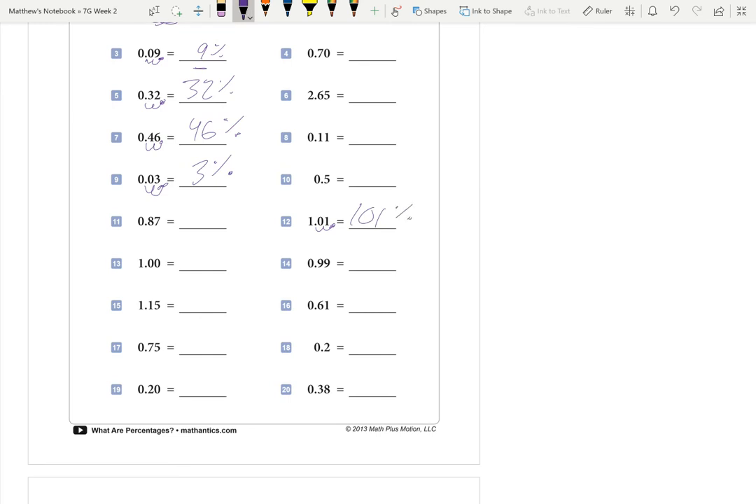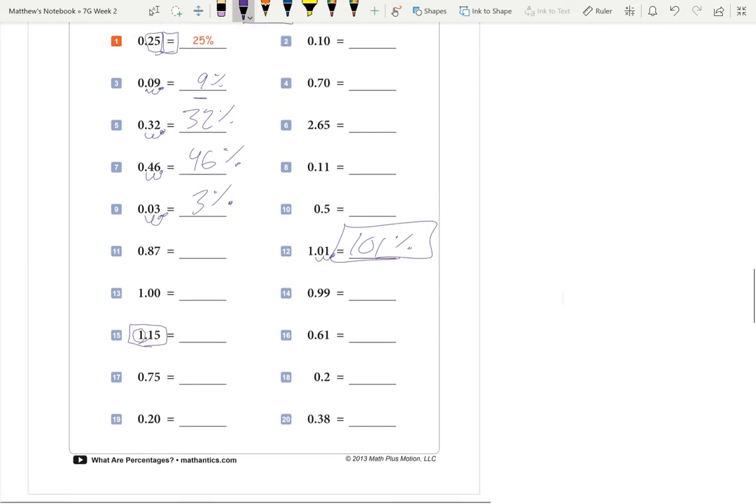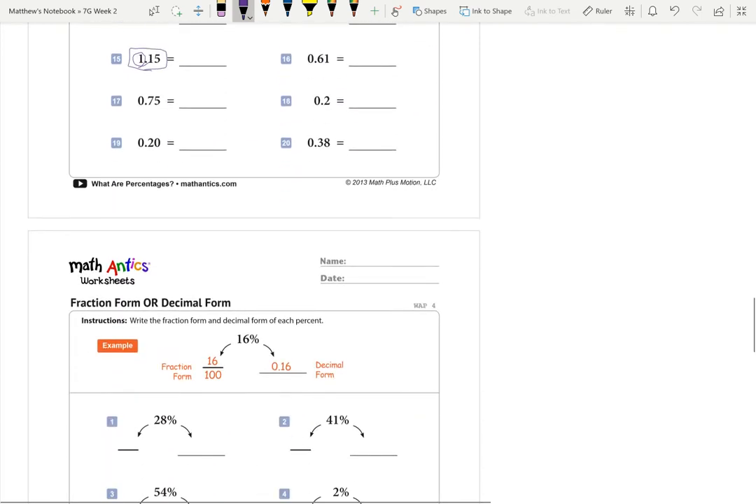Can we have a percentage over 100? You bet. All right. Typically, we think of percentages between 1 and 100, but if you have a decimal with a whole number in front, so if you have something greater than 1, then your percentage is also going to be greater than 100. All right, so you're going to fill out the rest of the sheet here.